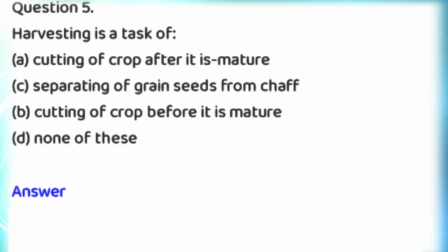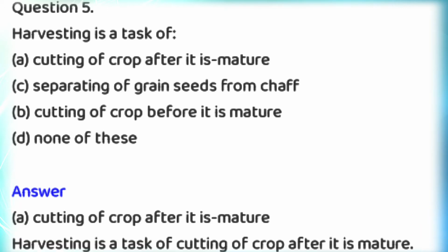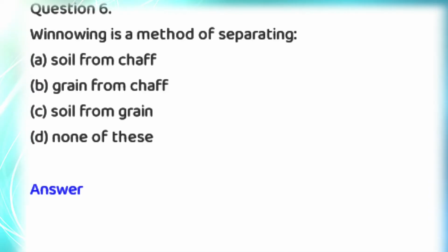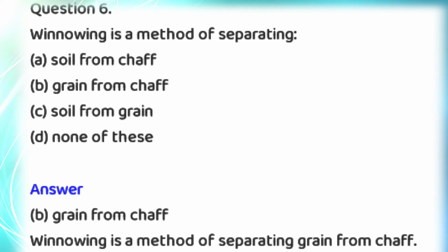Fifth question: harvesting is the task of cutting of crops after they mature, separating of grains and seeds from chaff, cutting of crops before they mature, or none of these? And the answer is cutting of crops after they mature. Harvesting is the task of cutting crops after they mature. Sixth question: winnowing is a method of separating soil from chaff, grain from chaff, soil from grain, or none of these? And the answer is grain from chaff. Winnowing is a method of separating grain from chaff.